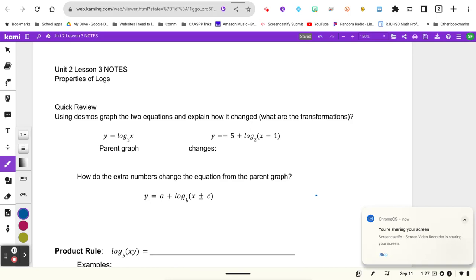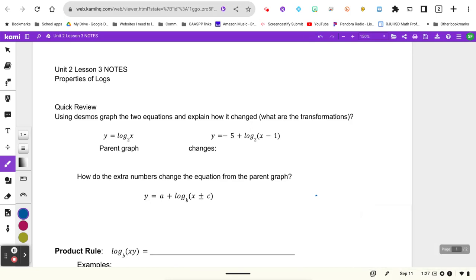Hi, today we're going to be working on Unit 2, Lesson 3 notes. These are properties of logs.